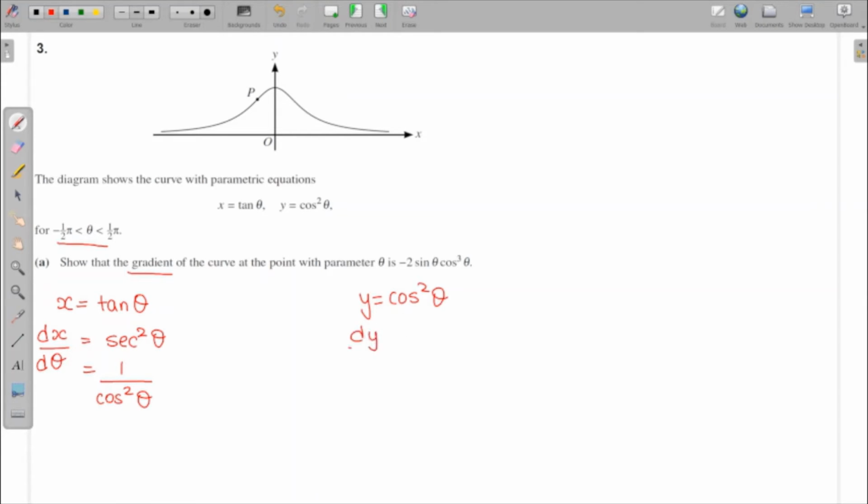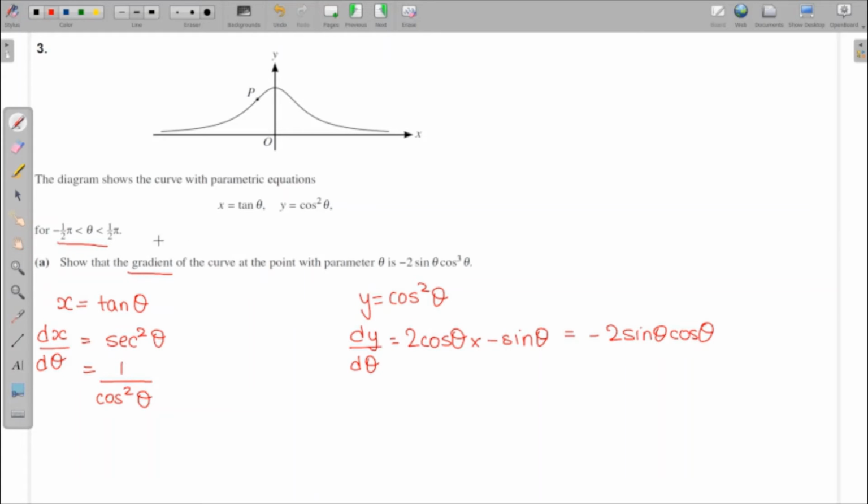Similarly, over here we can differentiate y with respect to theta, and since we have cos square theta, we can bring this 2 to the front, so 2 cos theta, and next when we differentiate this cos theta, this will give minus sin theta. So this can be written as minus 2 sin theta cos theta.